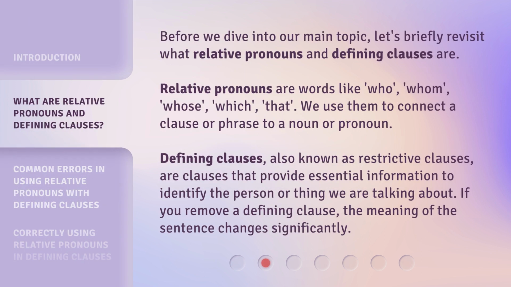Before we dive into our main topic, let's briefly revisit what relative pronouns and defining clauses are. Relative pronouns are words like who, whom, whose, which, that. We use them to connect a clause or phrase to a noun or pronoun. Defining clauses, also known as restrictive clauses, are clauses that provide essential information to identify the person or thing we are talking about. If you remove a defining clause, the meaning of the sentence changes significantly.